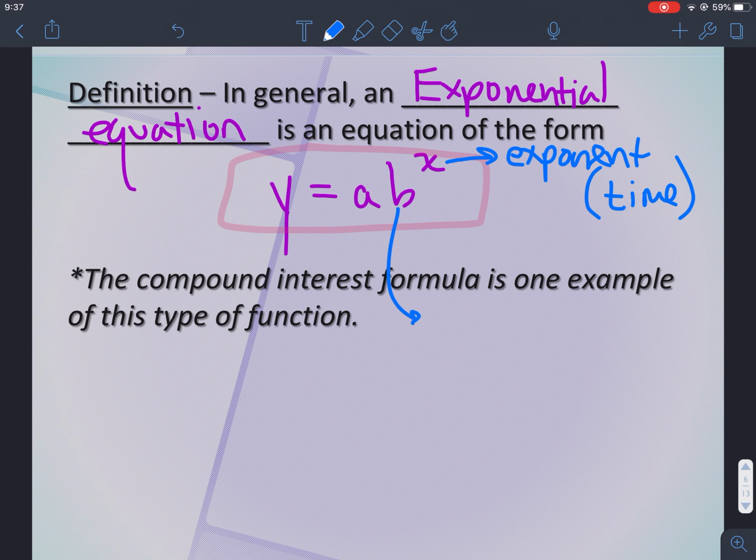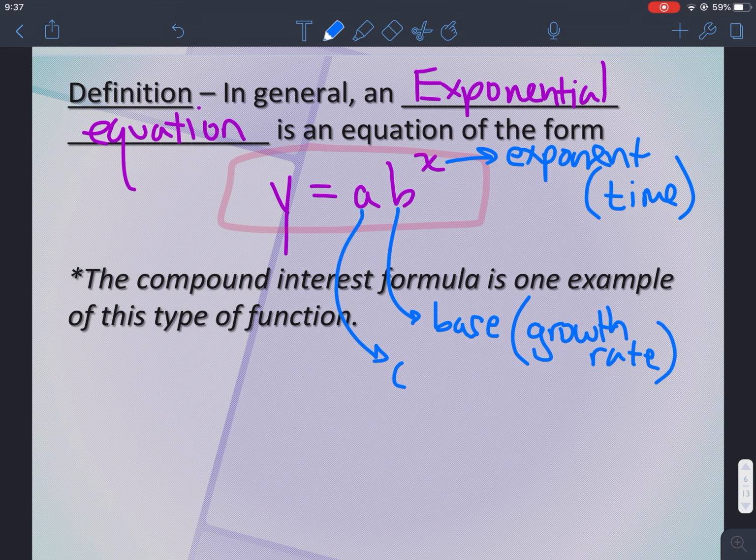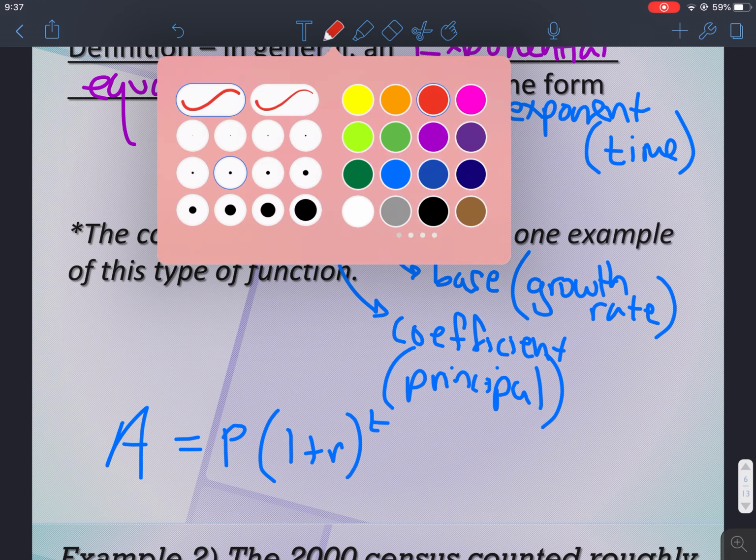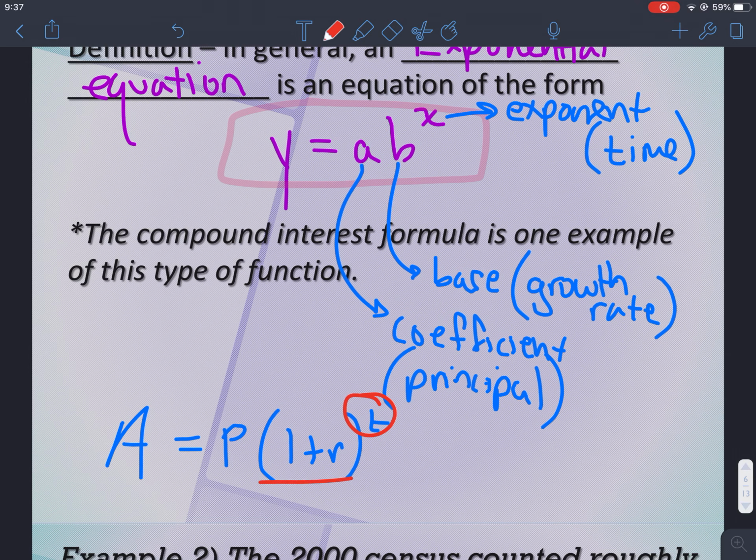B is the base, or we can also think of this as the growth rate. And A, that coefficient, we can also think of it as what we started with, the principal, or initial amount. Compare that to A equals P times 1 plus R to the T. That's the exponent. This is the growth rate, quantity 1 plus R, and this is our coefficient. So it works.